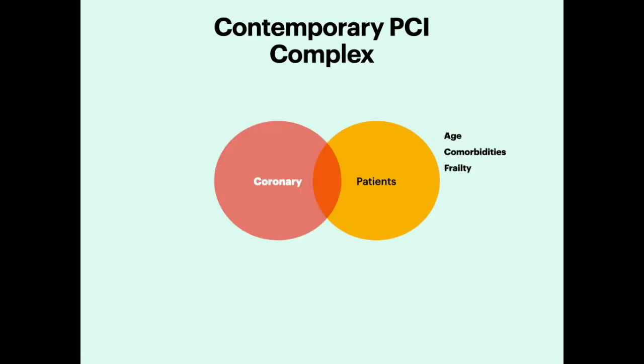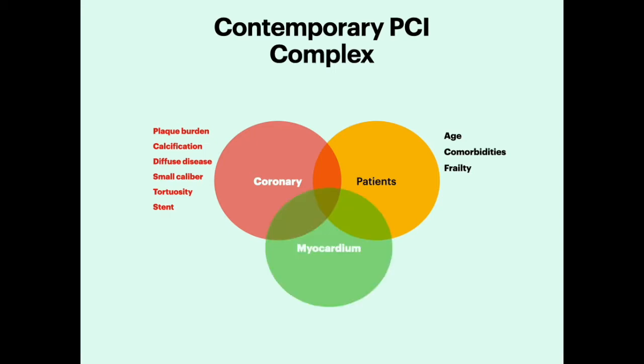We all know that PCI now is completely different than the PCI that we used to do 20 years ago. Our patients are different. They are frail, they are elderly with lots of comorbidities. The coronaries we handle are also different. We have lots of plaque burden, calcification, diffusely diseased, small vessel, tortuous vessels, previous stents, and also the myocardium can suffer because of systolic dysfunction, mitral insufficiency, aortic stenosis, etc.